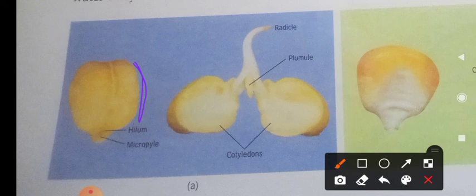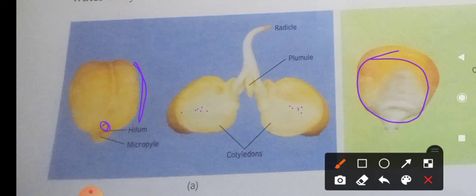Okay, do you remember about the taproot system and fibrous root system? We have discussed earlier in our classes, right? So dicotyledonous plants have two cotyledons. See, it can be divided into two equal halves, whereas a monocotyledonous seed cannot be divided like that.